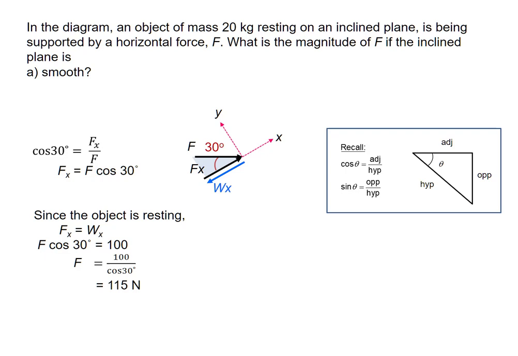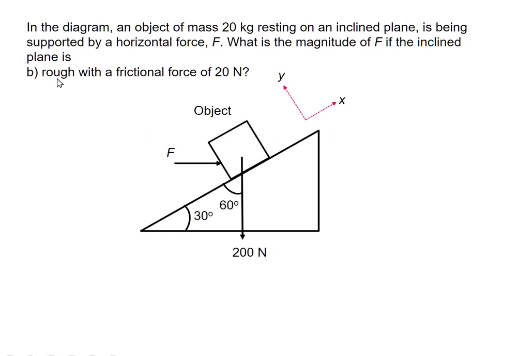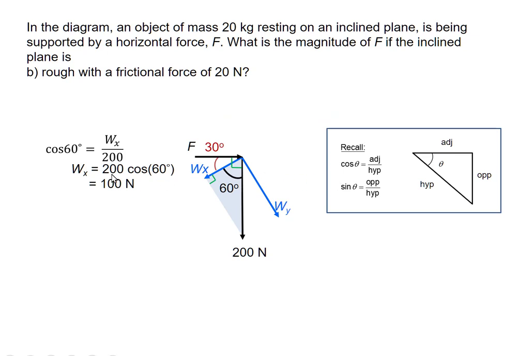Now let's look at part B. So in part B, the only difference is that the surface is rough and has a frictional force of 20 newtons. Now what's the difference is that there exists a frictional force acting upwards since the object has a tendency to slide down the inclined plane. So therefore, we will still have our Wx and Wy as found out previously. We have a frictional force, and let's work out the Wx, which does not change based on part A. It is still 200 newtons.